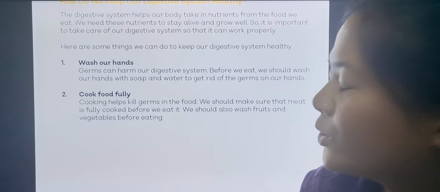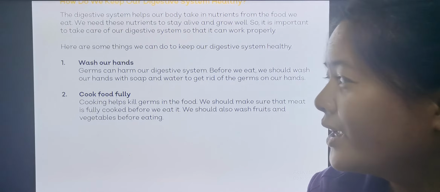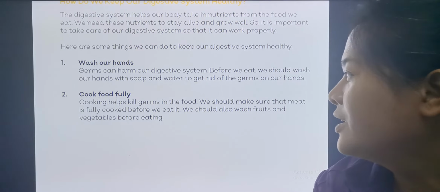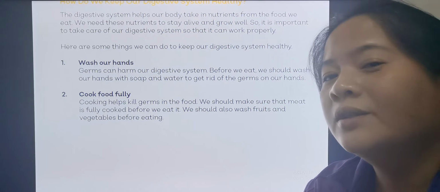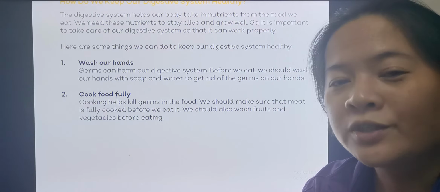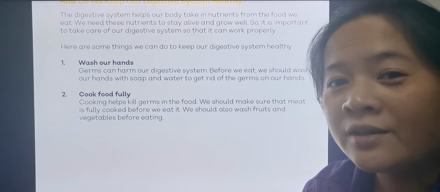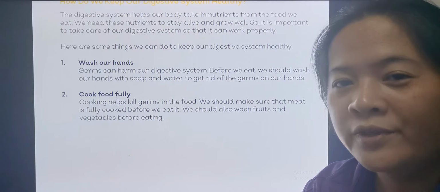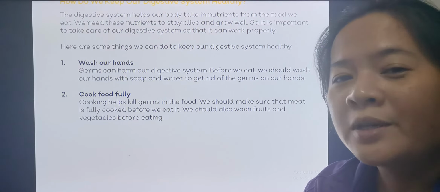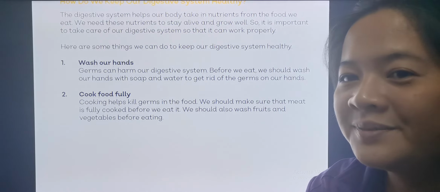Number two is to cook food fully. Okay, cook food fully, because cooking helps to kill the germs in the food. So we just make sure that we cook the food fully. And also we should wash the fruits and the vegetables that we eat. If we're eating fresh fruits, like a fresh apple, we have to wash them thoroughly to remove the bacteria and the germs in the food.